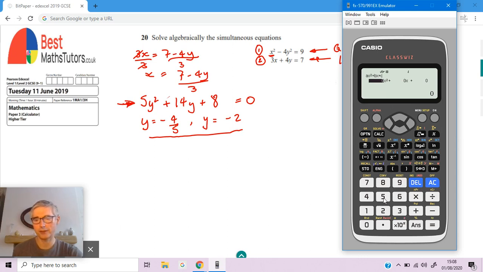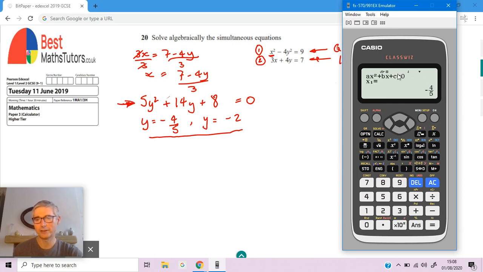So we input 5, and to import that, we just press equals. So I've got 5x squared. Then we go 14 and equals again, and then 8 equals again. So we've set up our quadratic, and it assumes it's equal to 0 when we're doing that.